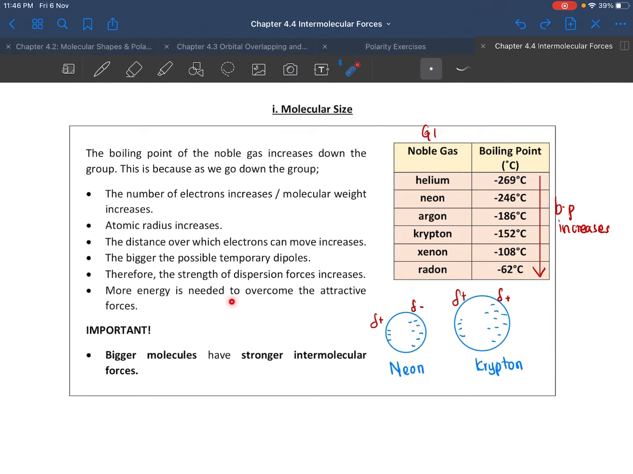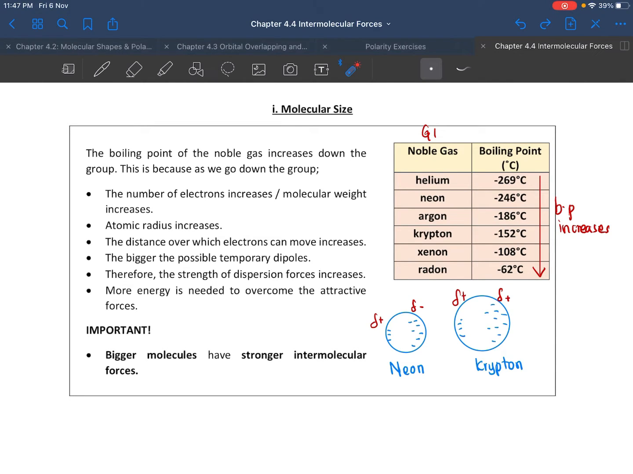So, more energy is needed to overcome the attractive forces. Okay, so kalau kita nak boil something, we need to break the bond between the molecules. So let's say bonding between krypton dengan another krypton. So we need to break the bond between krypton tu. Since the bonding is strong, that means you need more energy ataupun more heat energy lah, more energy in the form of heat. So as a result, bila banyak heat energy, maksudnya dia punya boiling point akan makin meningkat bila attractive forces tu makin kuat.